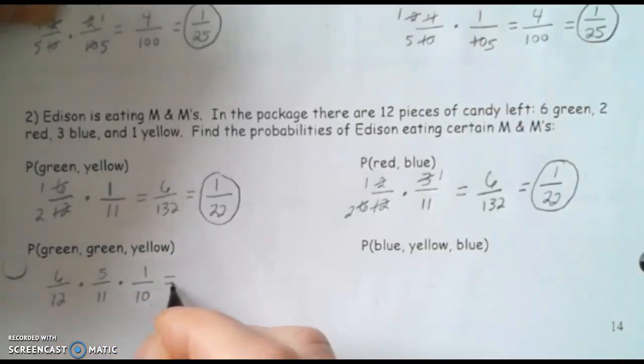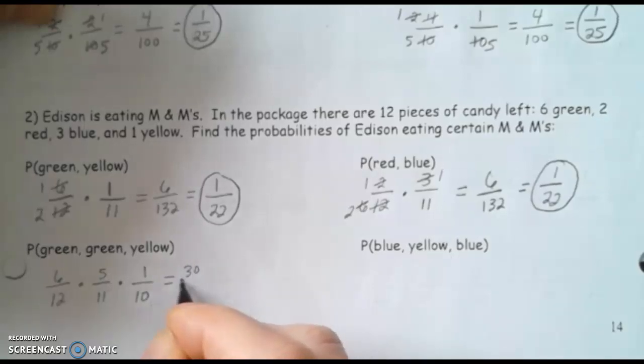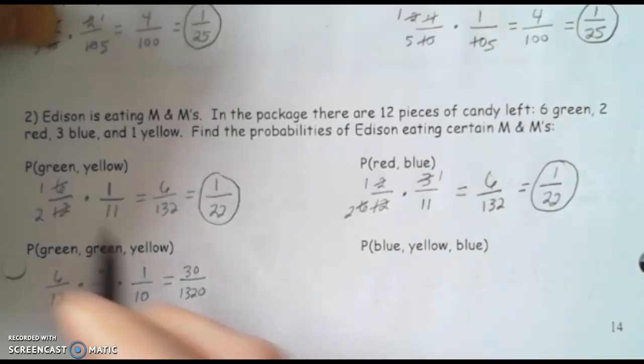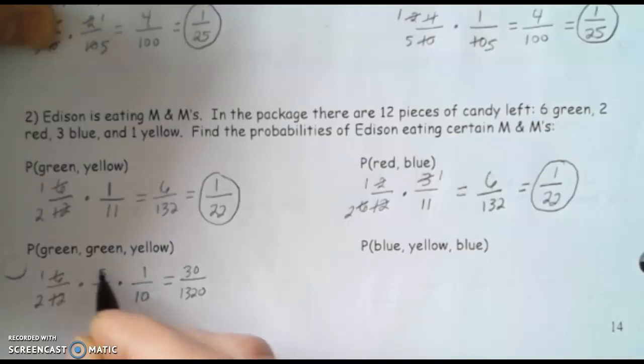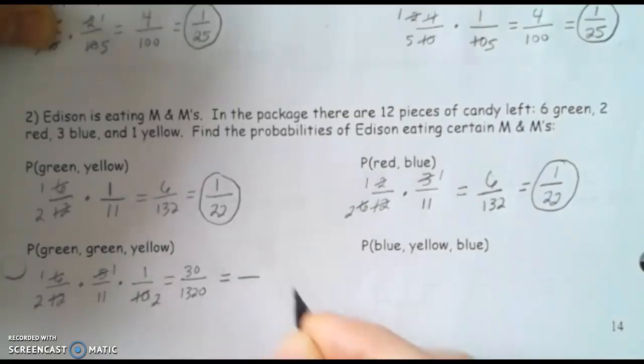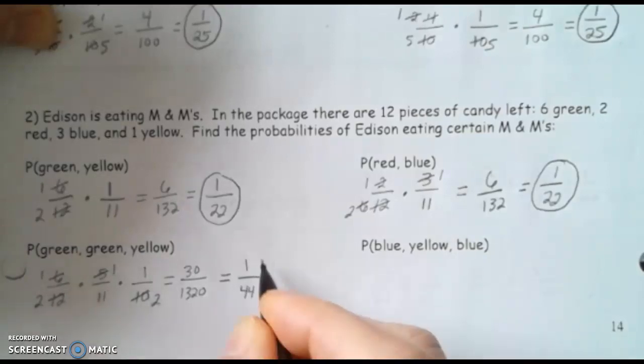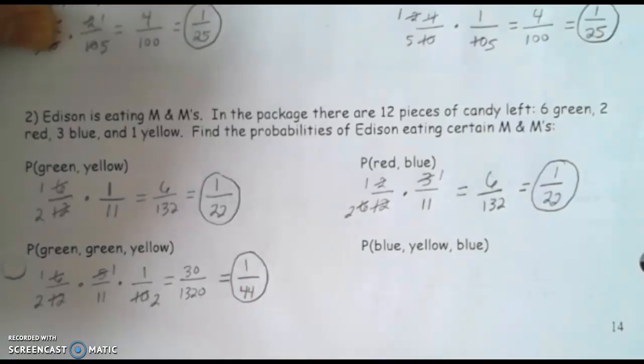And that's going to give me a compound probability of 30 out of 1,320. Okay, again, I'm going to simplify. 6/12 is the same as 1/2. 5 and 10 have a common factor of 5 to make the 5 a 1 and the 10 a 2. Okay, so this is going to make my compound probability 1 over 2 times 2 is 4 times 11 is 44. 1 out of 44.